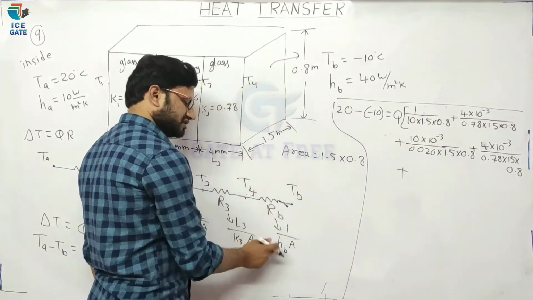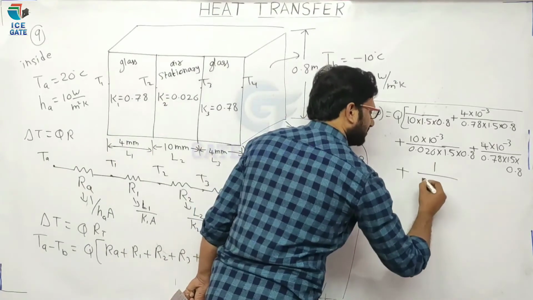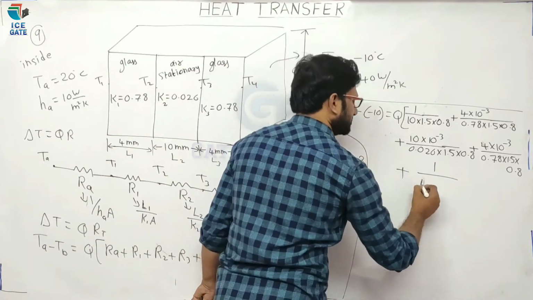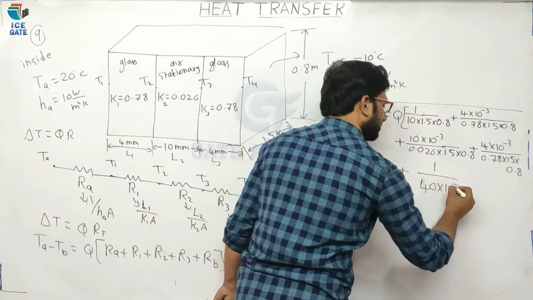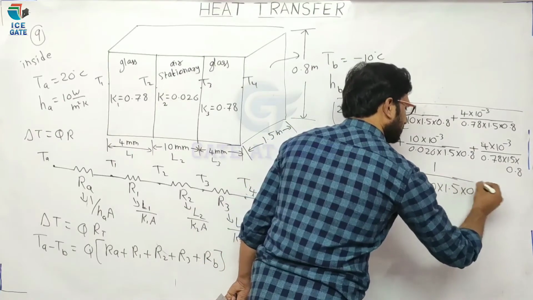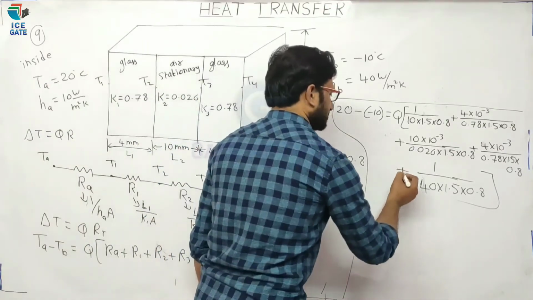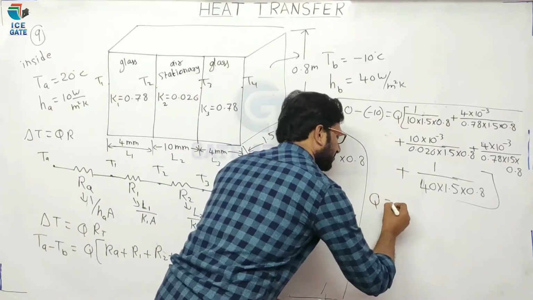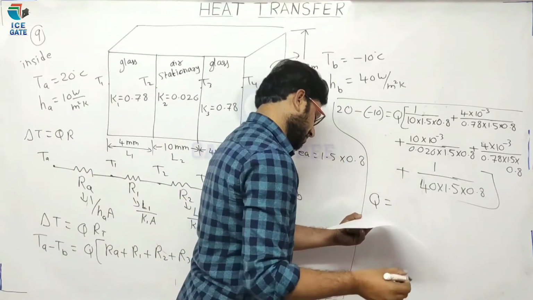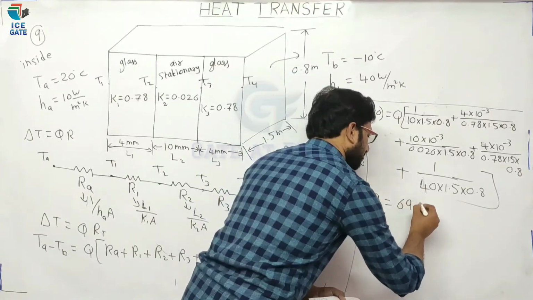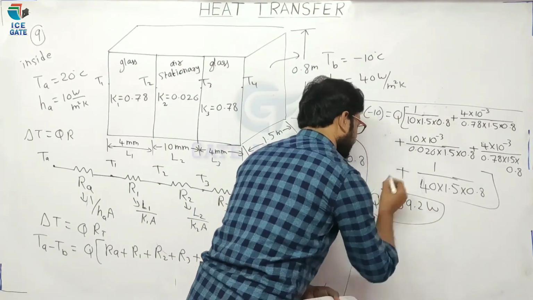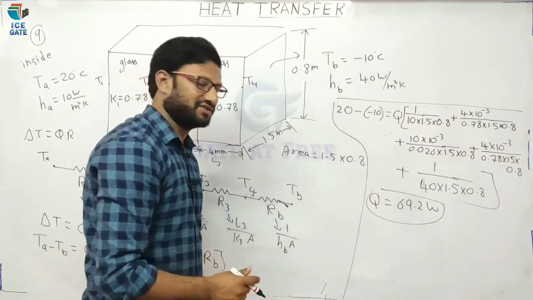RB is convective resistance. What is the formula? 1 divided by HB. What is HB? 40 into 1.5 into 0.8. Okay. Now by doing simplification, the rate of heat transfer for this composite slab is 69.2 watts. And how to calculate the overall heat transfer coefficient?